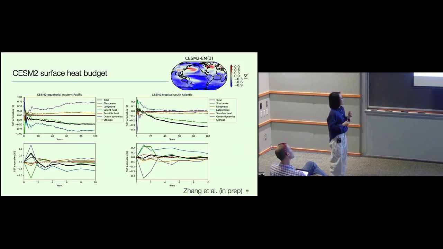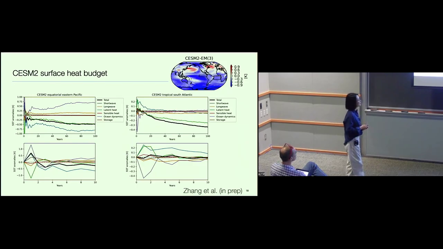And at the end of the simulation, in the Pacific, the cooling is mostly coming from the shortwave term, which is related to the cloud feedback, as well as the latent heat term, which is mostly wind-driven. And it's balanced, counteracted by the ocean dynamics and the longwave terms. And in the Atlantic, the shortwave term towards the end of the simulation has very little impact on the cooling, and it's mostly coming from the latent heat term, which represents the WES feedback. So that's the quasi-equilibrium response.